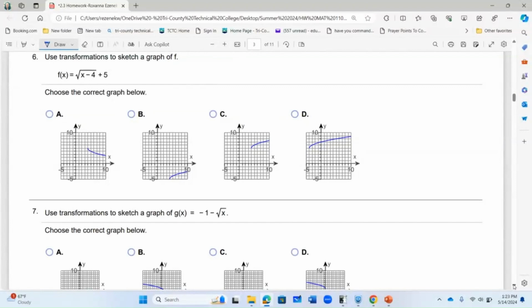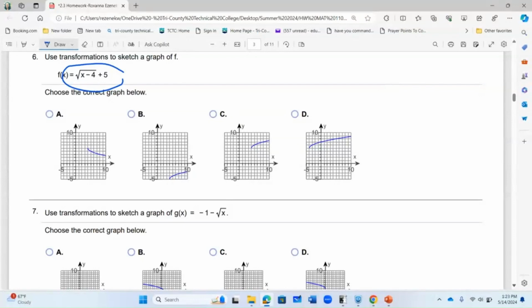Okay, let's look at this radical function again. Well, there are a lot of things going on here. There is a horizontal translation. There is also a vertical translation. You don't really have to use your calculator all the time. You can actually figure it out by eyeballing the function.